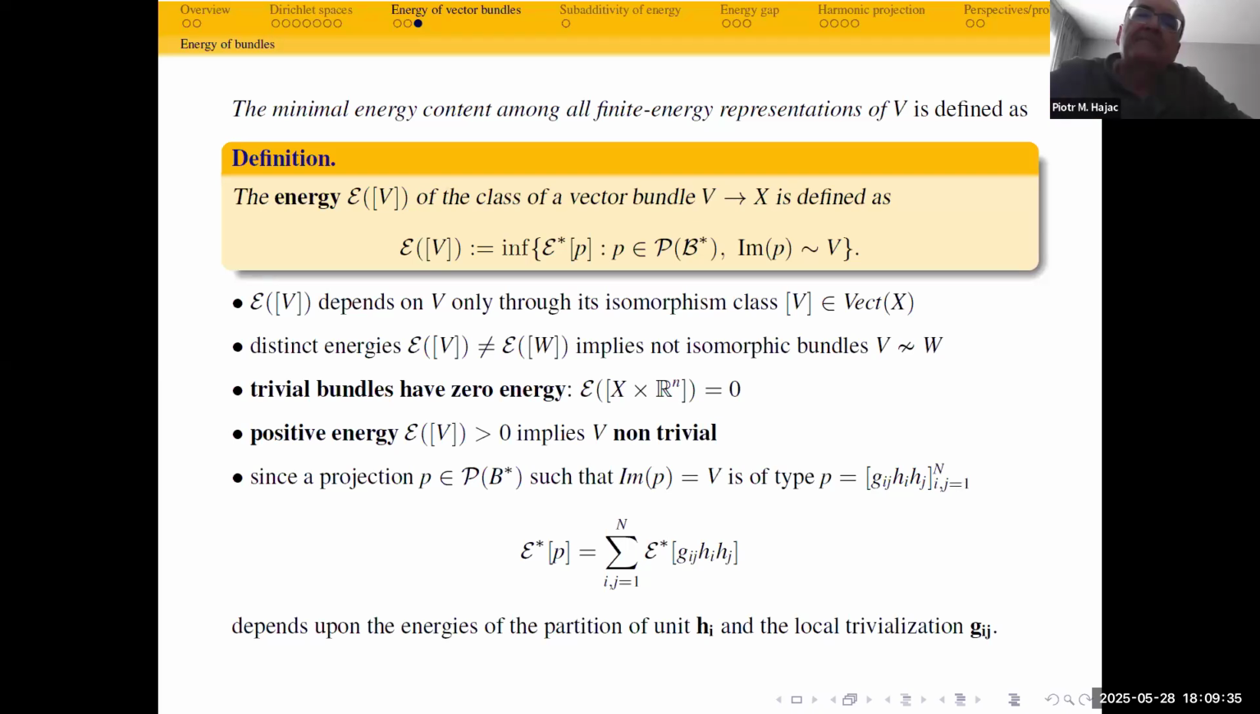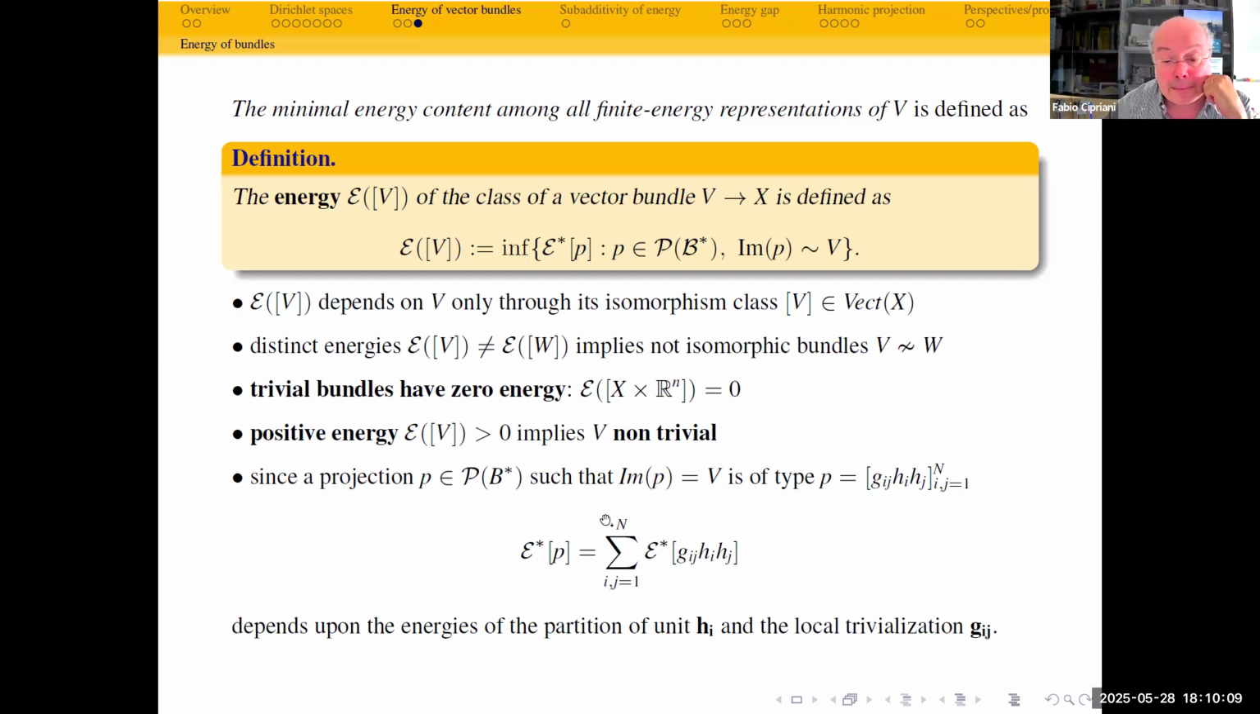And so if one has two bundles, or two classes of bundles, with different energies, they could not be isomorphic, just by the definition, which is insensitive to the representative. And so if the energy of a vector bundle, or better of its class, is strictly greater than 0, the vector bundle cannot be trivial.